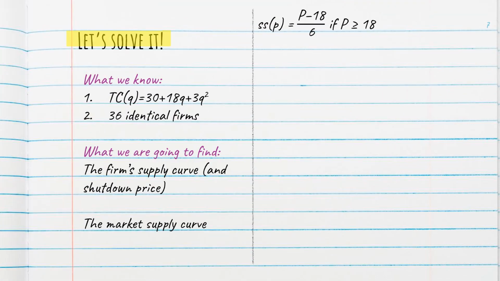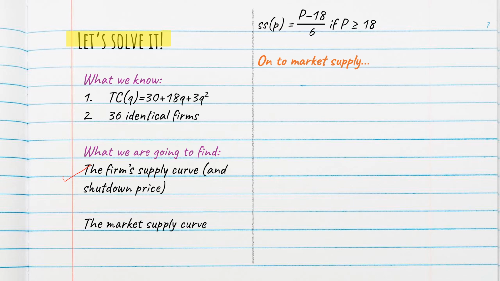So we can put everything we know all together. We know that the short-run supply curve for a firm is (P minus 18) over 6, but this only holds if price is greater than or equal to 18. Otherwise, they supply 0. So we've done this. Now it's on to the market supply curve.